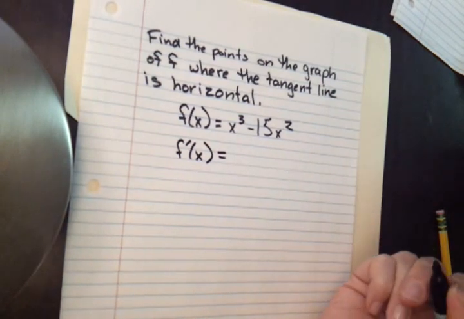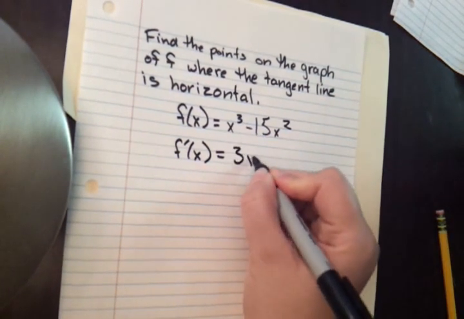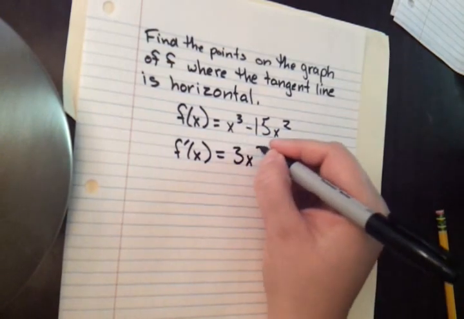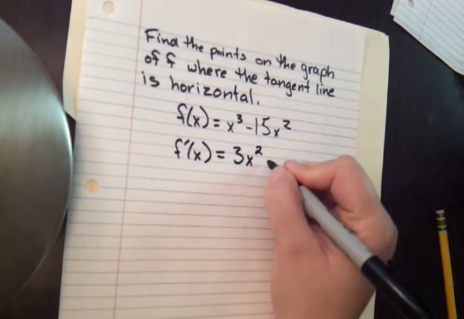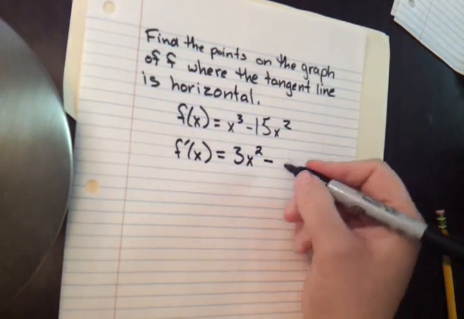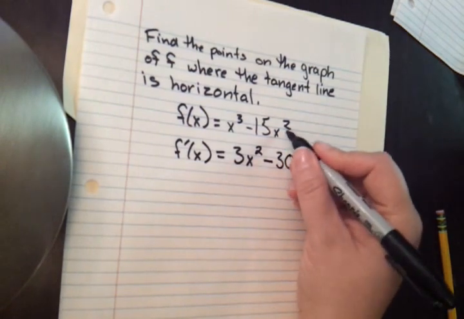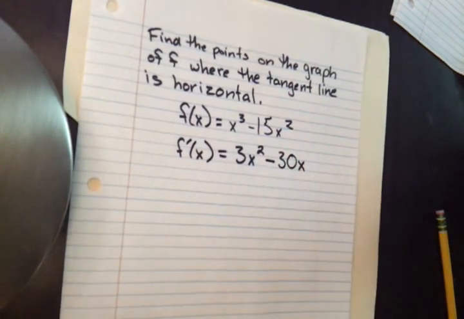We're going to use the power rule for both of these, so we're going to bring down that 3 and lower the exponent by 1. So that gives us 3x squared. Here we're going to bring down the 2. That means we need to multiply that by the negative 15. That's going to give us negative 30. Lower the power on the exponent. That's going to be x to the first. I don't even have to write that. So we've got 3x squared minus 30x.